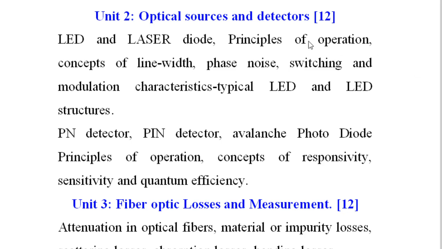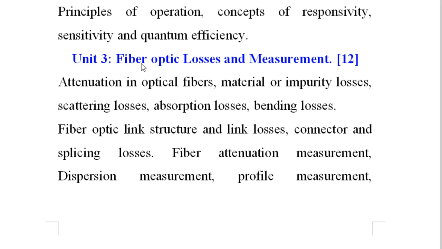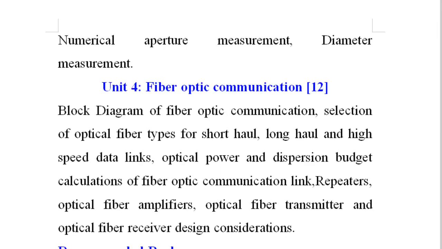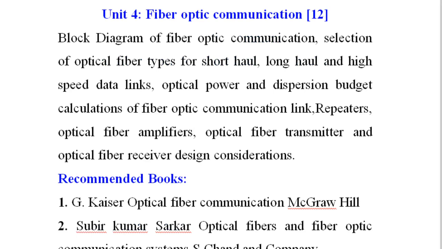Unit number 2 is here. So in this unit number 2, this much topic we are going to cover. All these sources of the light and photo detectors, everything. This is unit number 3rd, fiber optic losses and measurement of that. So this is unit number 3rd, which we are going to cover. Then numerical aperture measurement, diameter measurement, block diagram wise.